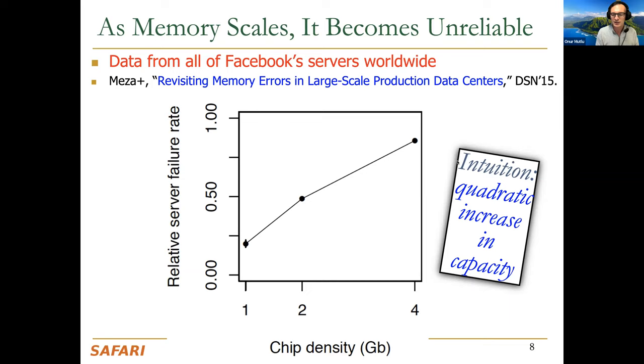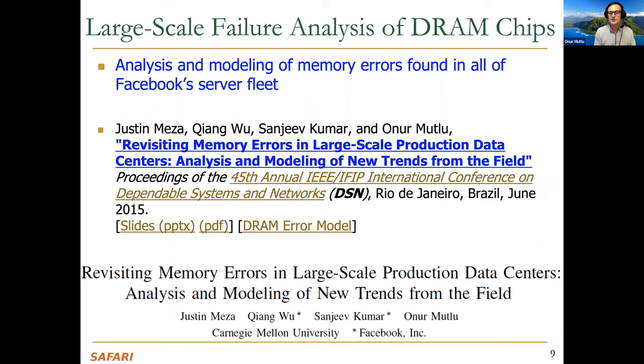The key takeaway is that chip density positively correlates with the server failure rate, because you get more memory errors with larger chip densities. Why? Because cells are smaller in chips with larger capacities or larger densities, and cells are closer to each other. So there are many, many noise effects. Clearly, we and other people were studying memory errors. If you're interested in memory errors from this large scale perspective, you can take a look at this paper.